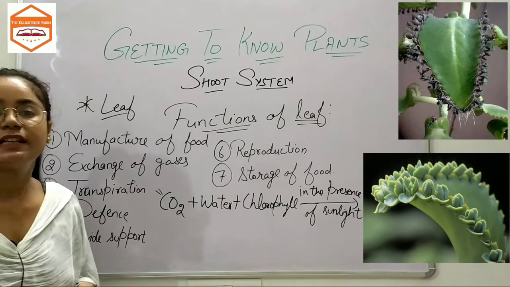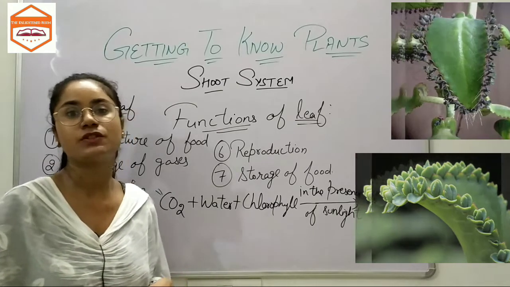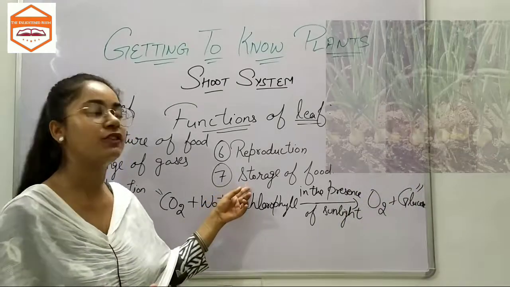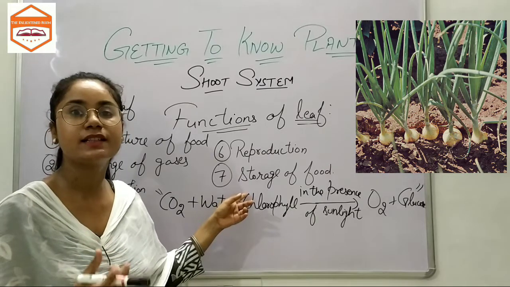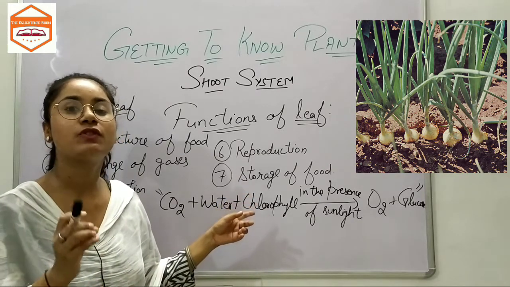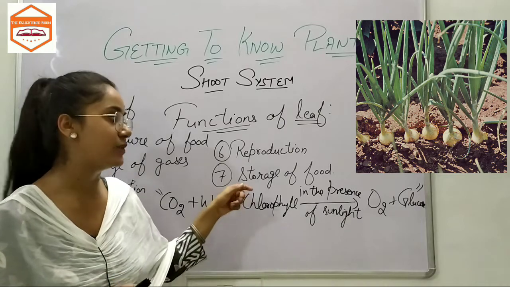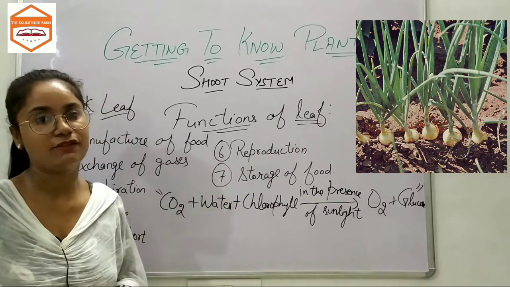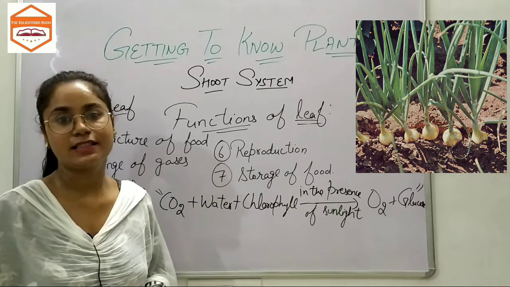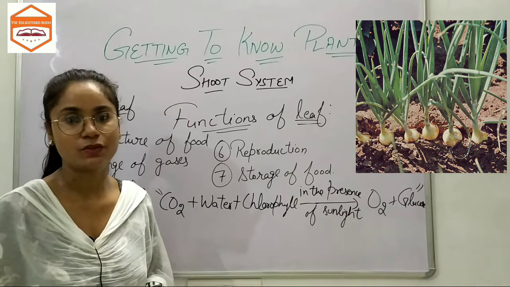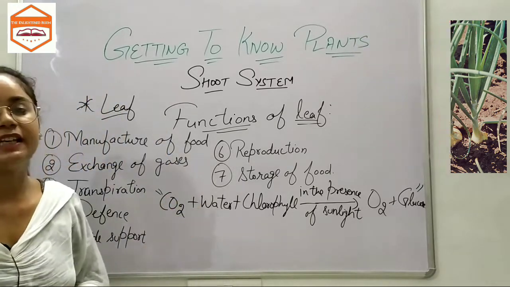Now the next one is storage of food. Well, yes, most of the leaves are also responsible for the storage of food. Not just the stem of the onion, also the food is stored in the leaf of the plant. That's why the leaves of onions are found to be very fleshy, just like the stem of the onion plant. Okay, so this is all about the leaf of the plant.